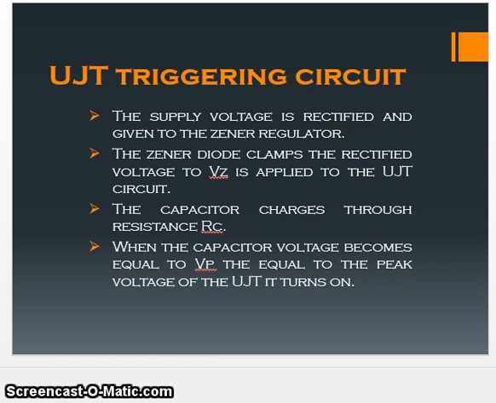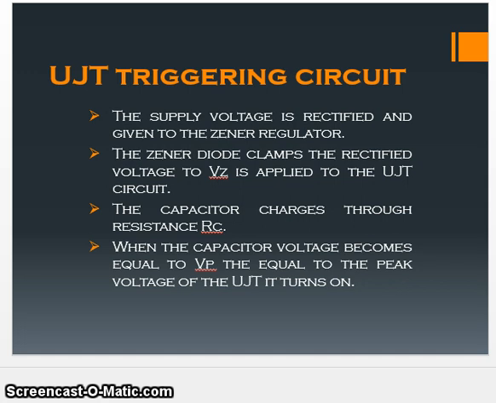First of all, what is a UJT triggering circuit? The unijunction transistor is a highly efficient switch. Its switching time is in the range of nanoseconds. Since UJT exhibits a negative resistance characteristic, it can be used as a relaxation oscillator.